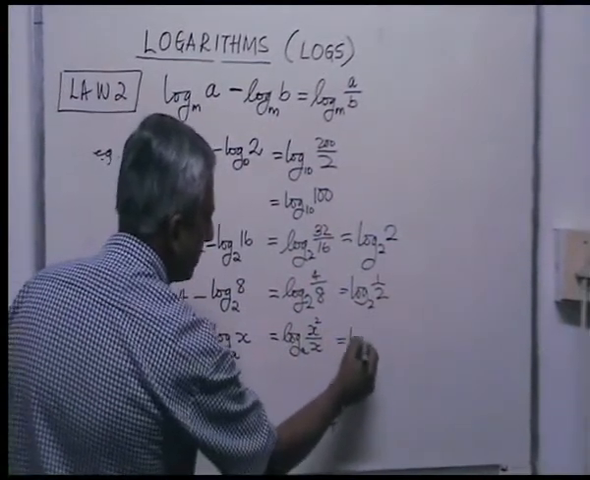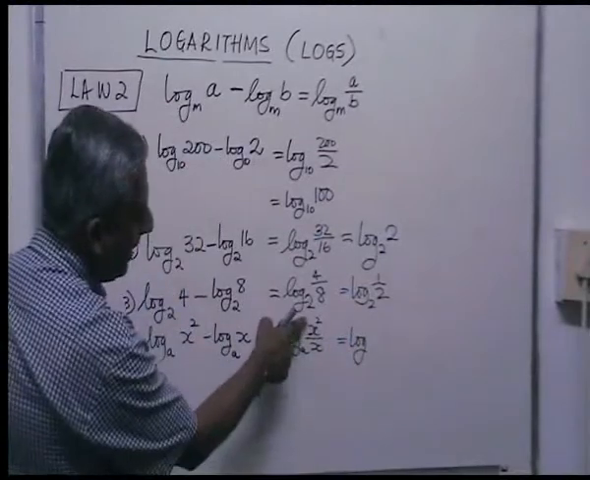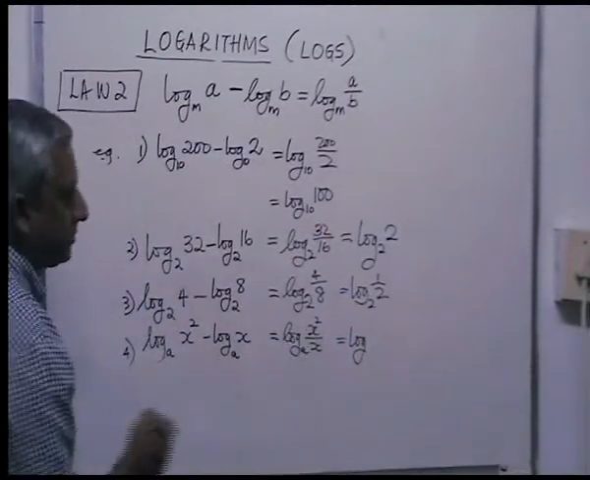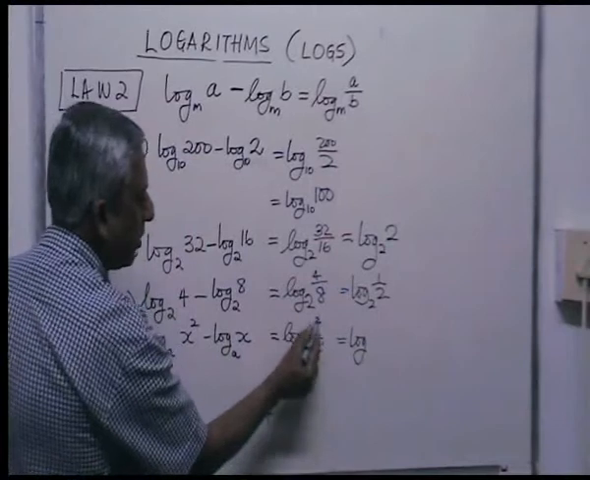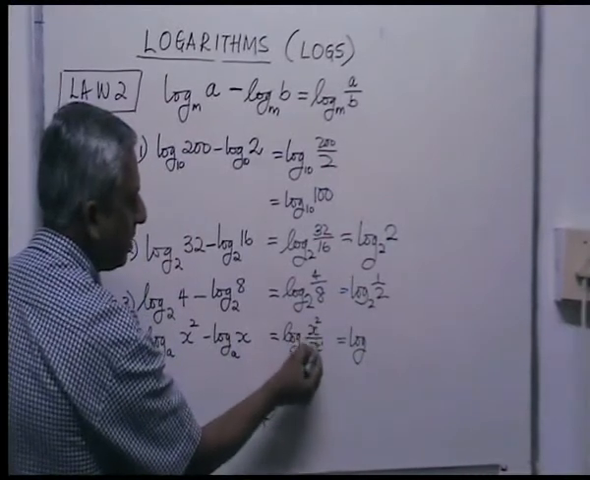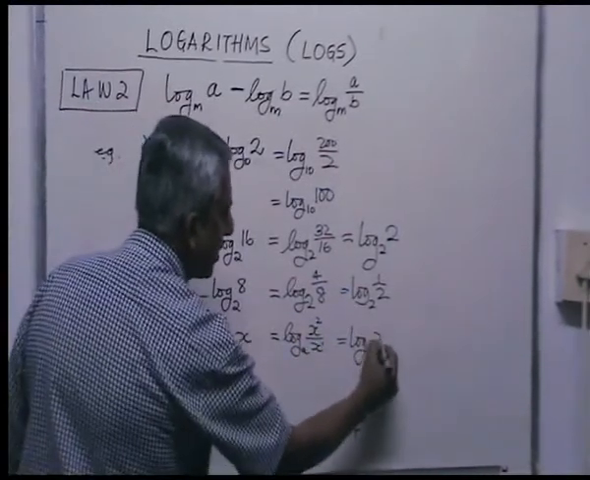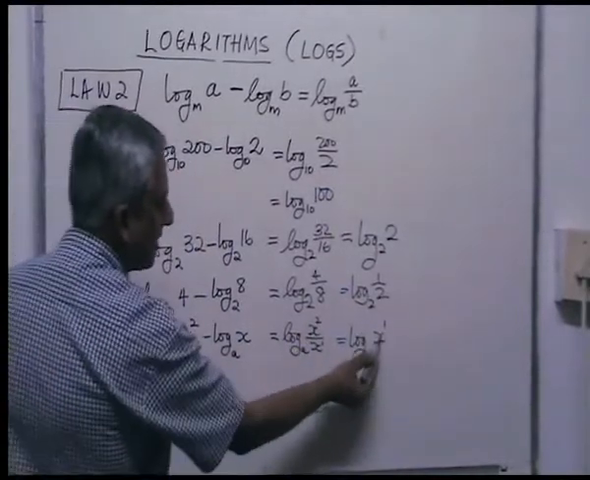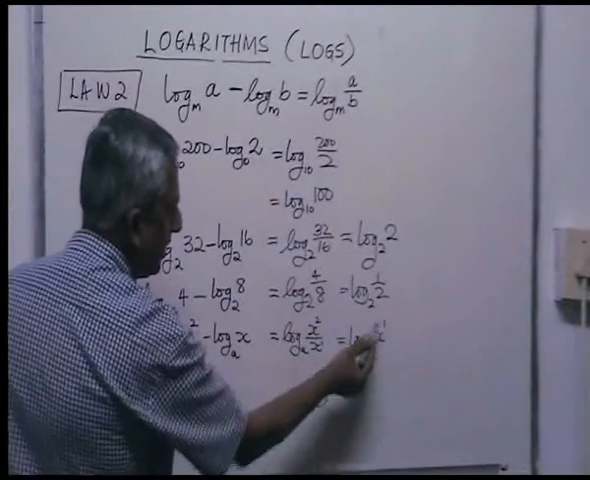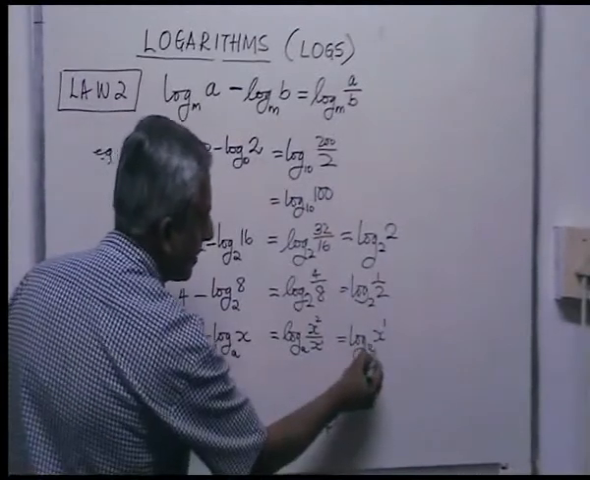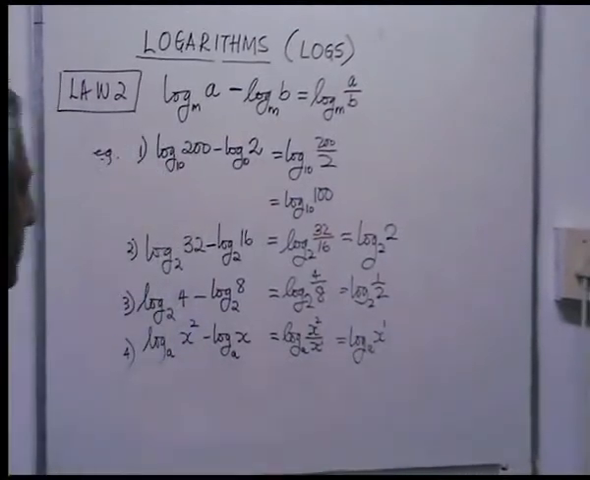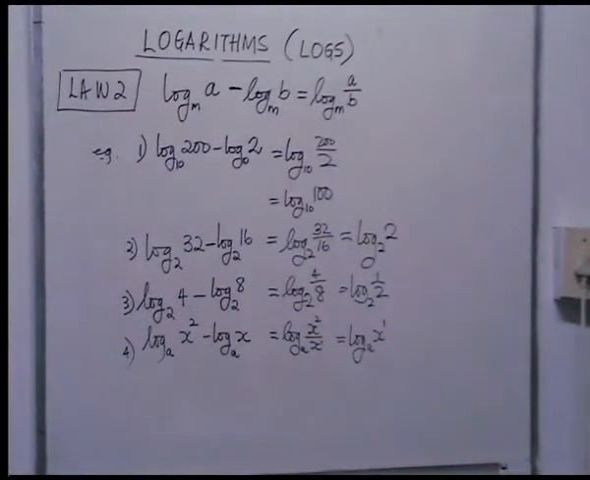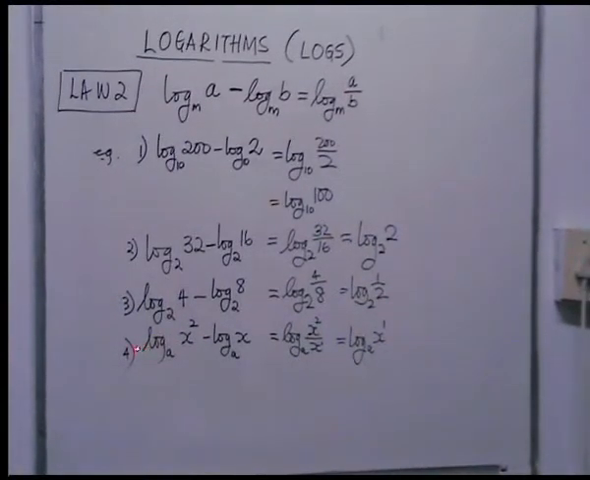Now, x squared divided by x. Recall your laws of powers. Subtract the indices, so you get x to the 1. Write down the common base x. 2 minus 1 is 1, and the base is a. So that is number 4.